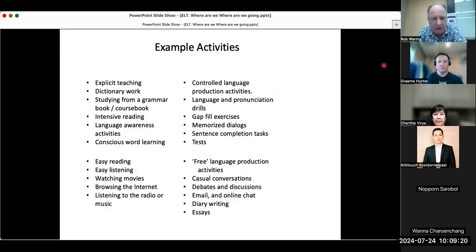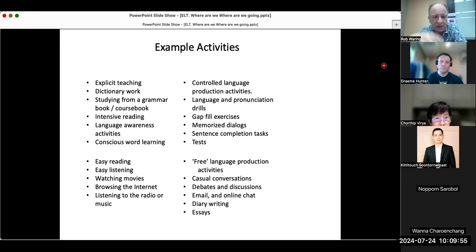So here I have for you a list of various activities. We have explicit teaching. Sometimes teachers do dictionary work. Sometimes we use a grammar book, intensive reading. We might do some language awareness activities and conscious word learning, like here's a word list, go and learn them. On the right, we've got controlled production activities, where students would do a controlled dialogue, for example, or maybe they do sentence completion tasks. We do pronunciation drills or language drills, gap-filled exercises, memorized dialogues.